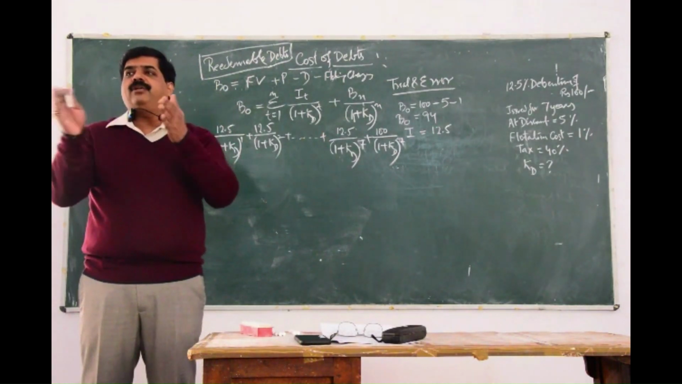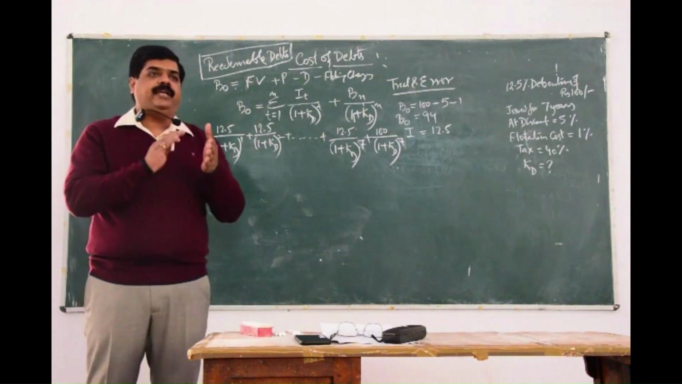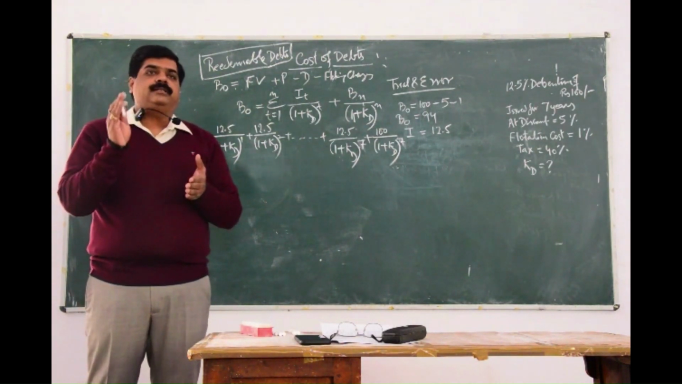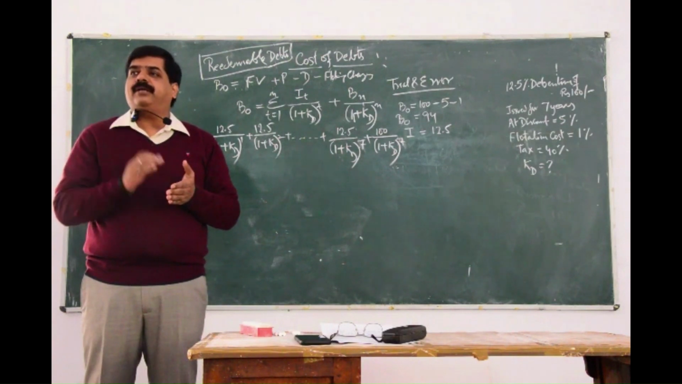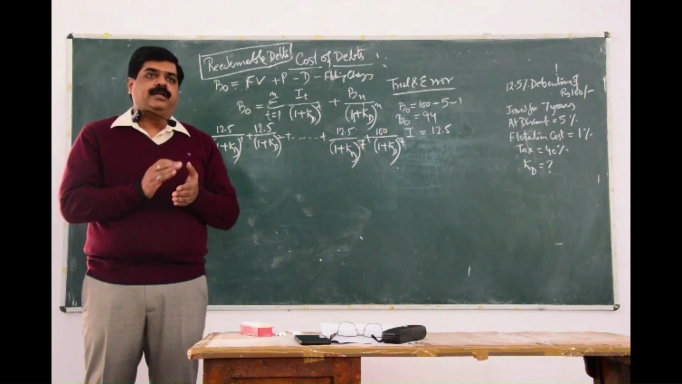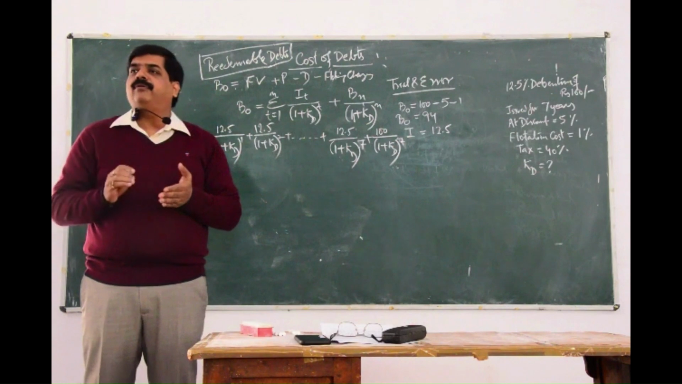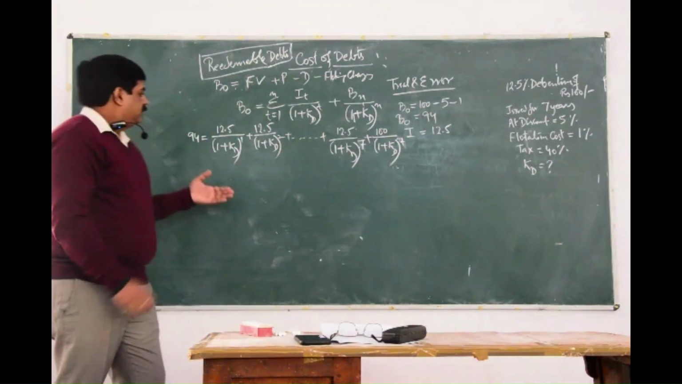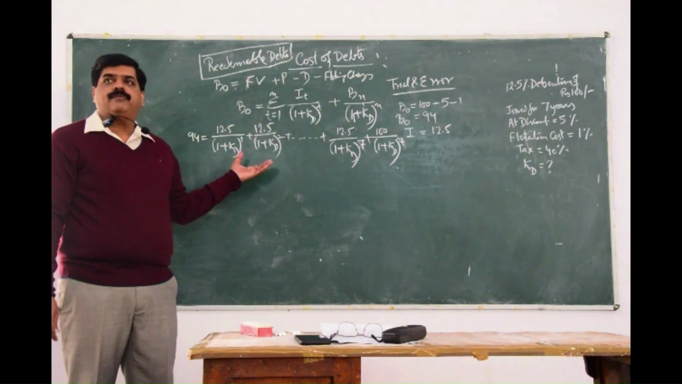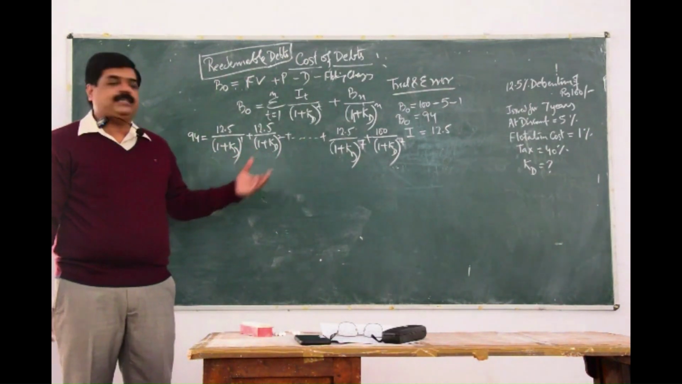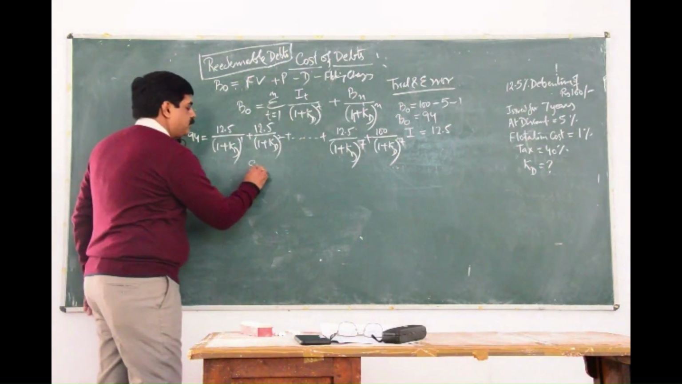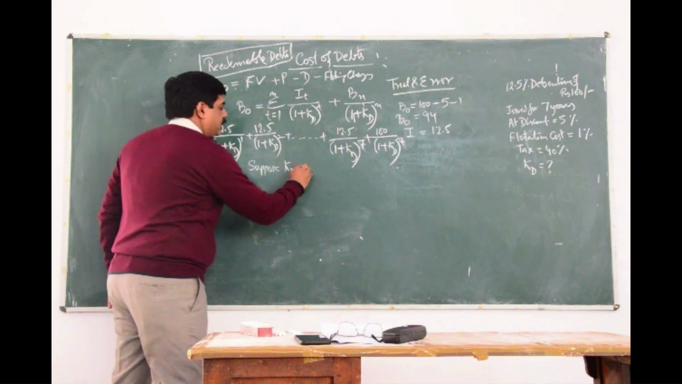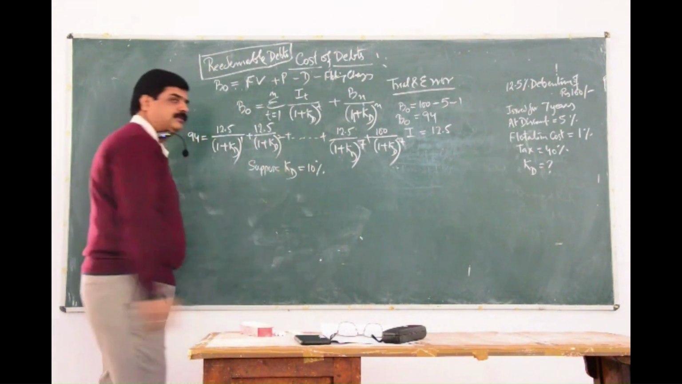That means the value of KD lies between 10 or 15. That means 10 plus something. We apply the statistics interpolation method. With the help of interpolation method, we will derive the exact value of KD. Right? We will take it up just now. You have to assume the value of KD as 10%. Suppose we assume KD is equal to 10%.